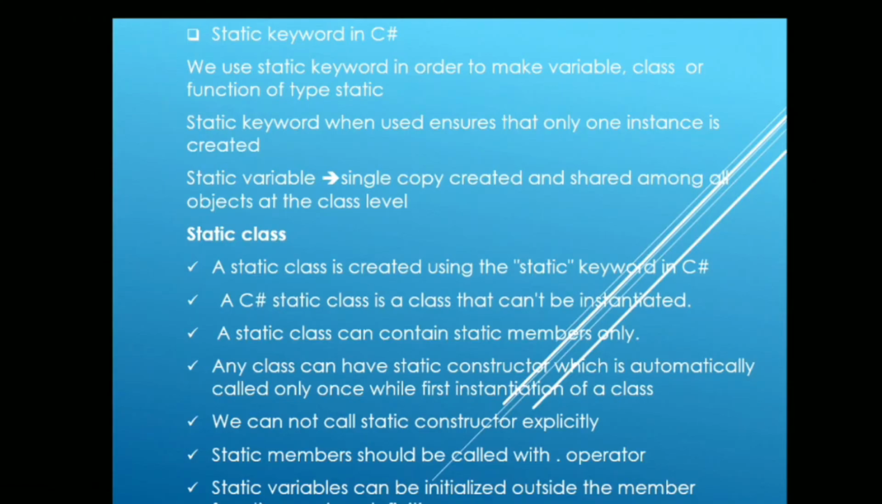Just to summarize, a static class cannot be instantiated. A static class can have only static members. We cannot call a static constructor explicitly. In order to call static members, use the dot operator. And static variables can be initialized outside the member function or the class definition.